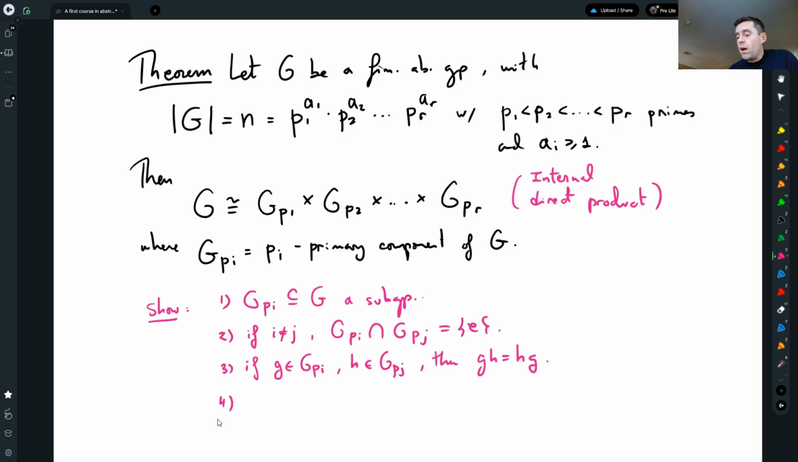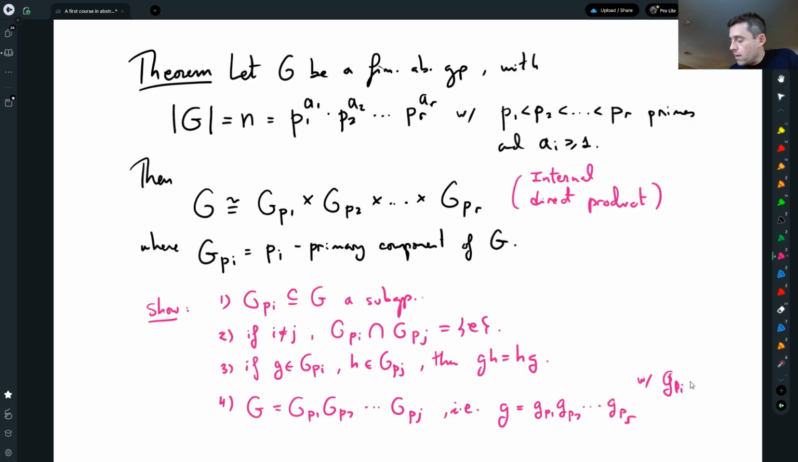And four, we need to show that G itself is the product of all of those. So, i.e., that if I have an element g, I can write it as a product of elements, each of those elements in the corresponding p-primary components. I need to prove all of these things. So let's go step by step and prove all of those.